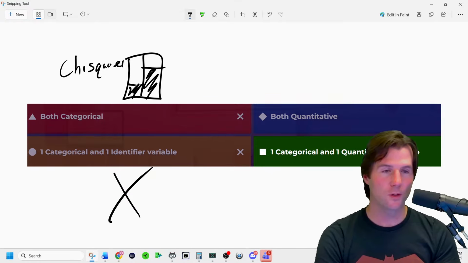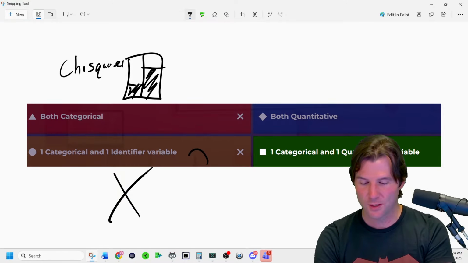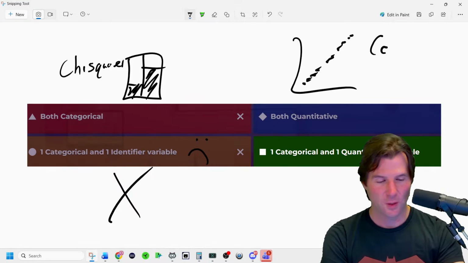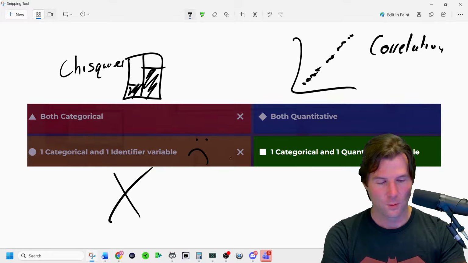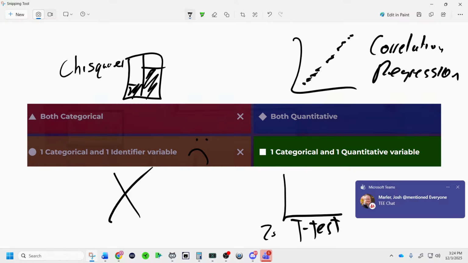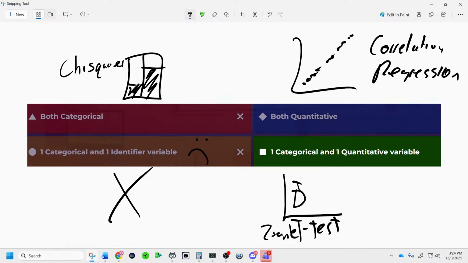This is just a no. We don't use identifiers. Just if you see identifiers, no. Both quantitative leads to scatter plots, and this would be correlation or regression. And categorical quantitative is going to be for our class, t-test, 2-sample. Josh Mueller, GE, chat, mention everybody. And leads to side-by-side box plots. And technically, it could do logistic regression, but we're not doing that in our class. So this is going to be the 2-sample t-test.